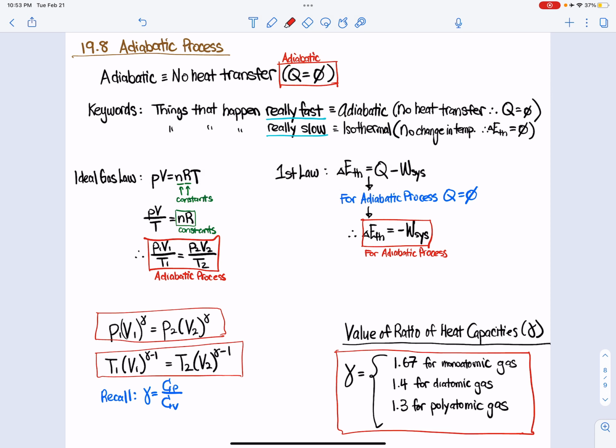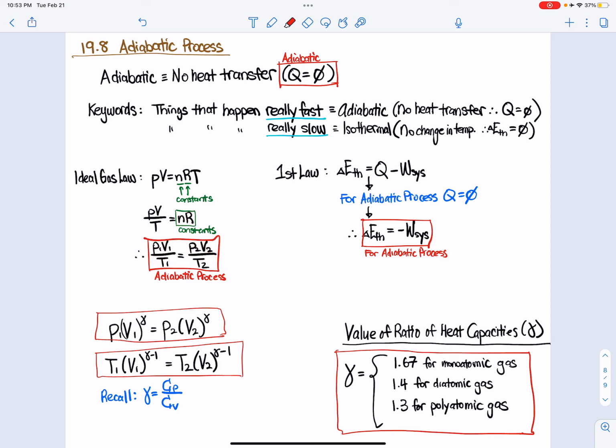All right, so let's look at the ideal gas law and what we can simplify in an adiabatic process. Well, our constants are just N and R, right? So if we move the constants to the right side of the ideal gas law equation, we get PV over T is equal to NR, which is a constant. So from all states, state 1 and state 2, PV over T is equal to NR. So as a result, P1 V1 over T1 is equal to P2 V2 over T2 for an adiabatic process, okay?